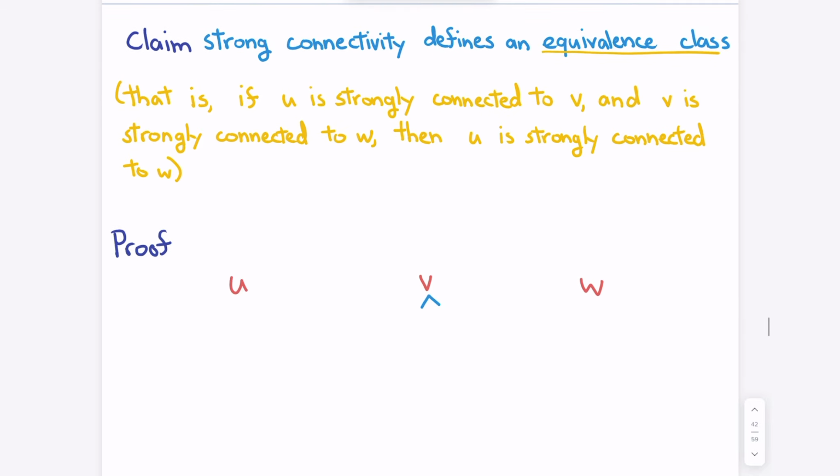In fancy speak, the strongly connected sets of vertices, where A can reach B and B can reach A, form an equivalence class. What does that mean? That means if A and B are strongly connected, and B and C are strongly connected, then A and C are strongly connected.